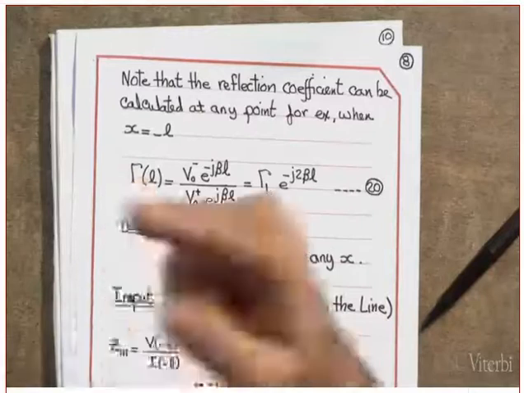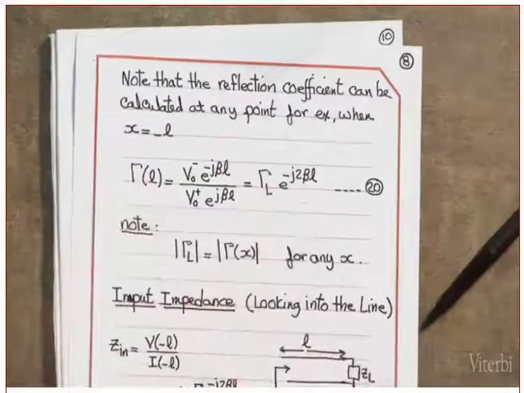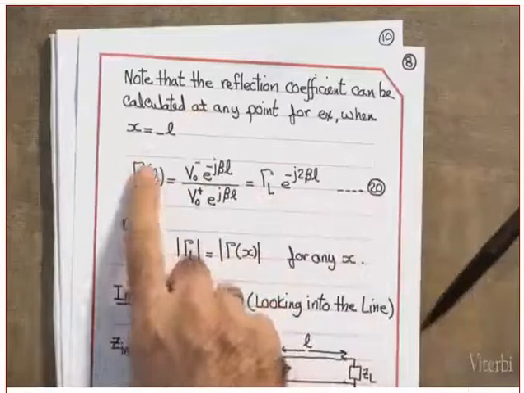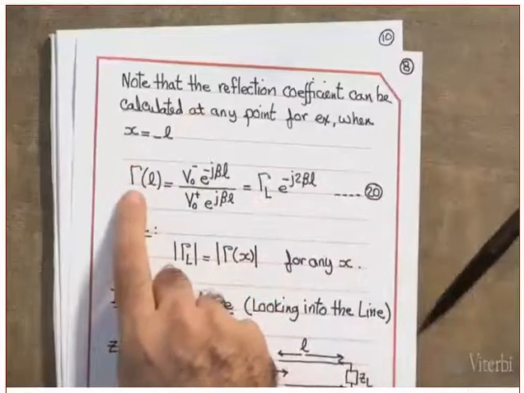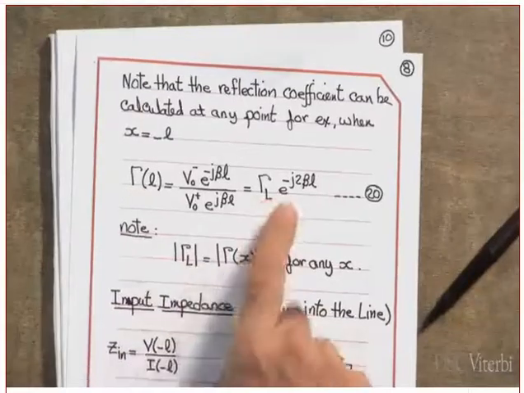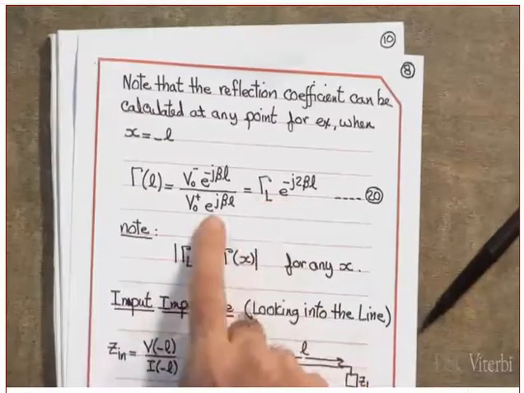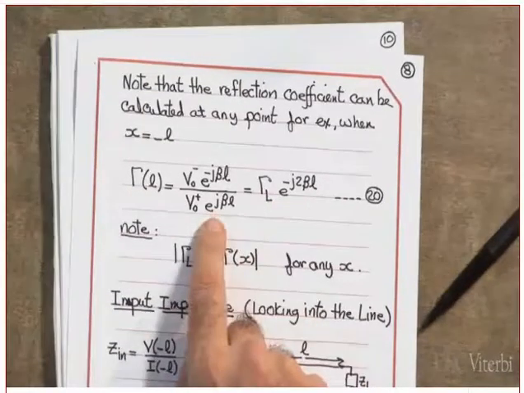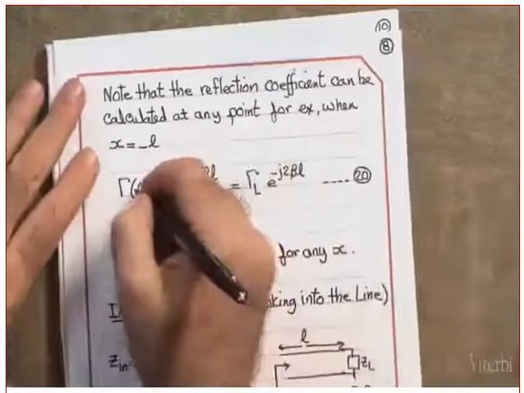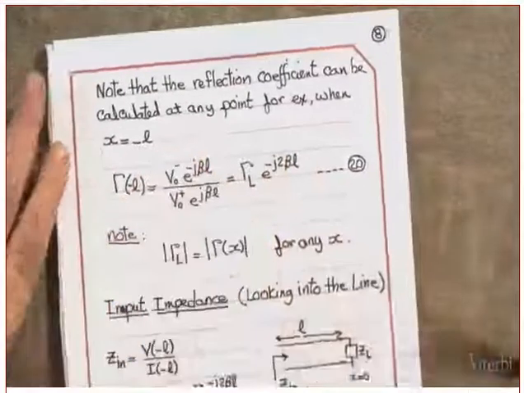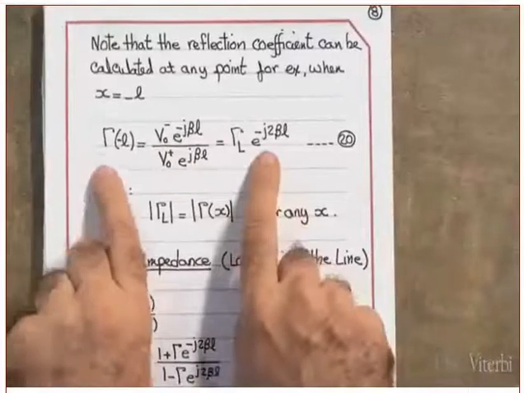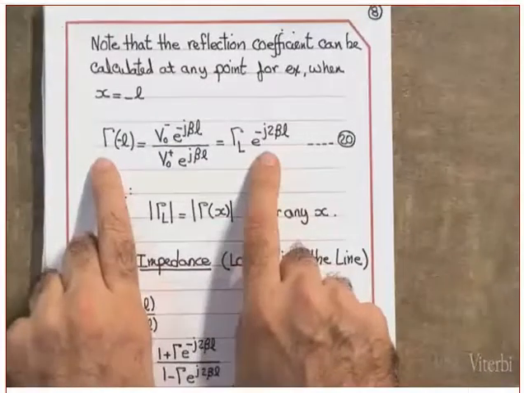This is at where? We are looking into what? Which gamma? This one? Minus. Oh, sorry. Minus. Yes, you are right. Minus. Clear?